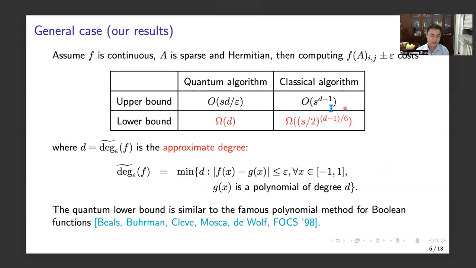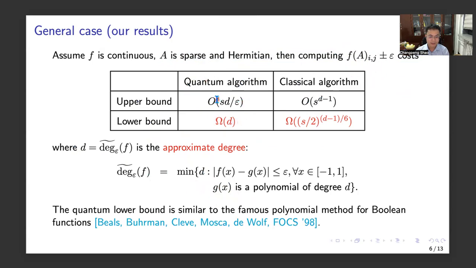And in the general case, we have a similar result. If here we assume F is continuous and A is sparse information, then compute an entry of FA up to some error. The complexity is summarized by this table. Here, this D is approximate degree. That is, for any continuous function, we can always find a polynomial to approximate. And here we hope the degree of G is as small as possible.